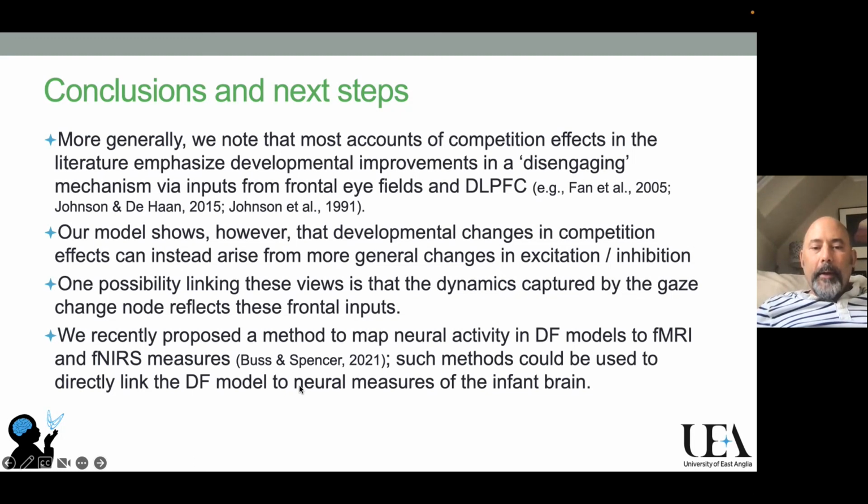So for example, Aaron Buss and I have a paper where we showed how you can map neural activity in dynamic field models to fMRI and fNIRS measures in development. So in theory, one could potentially directly link our DF model to neural measures in the infant brain. So that would be a nice future advance with this line of work.